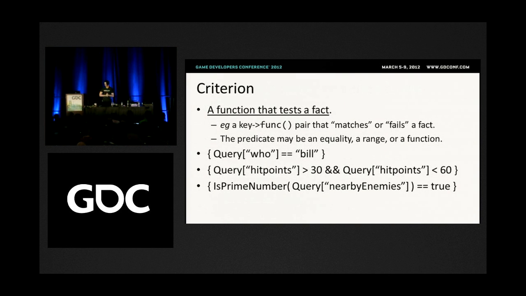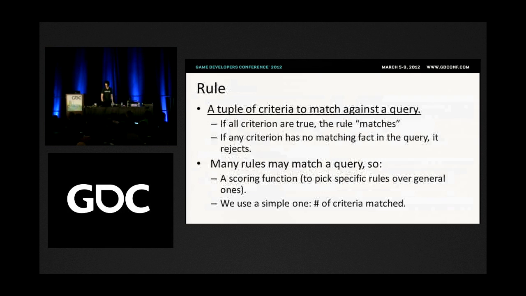To this end, we represent each of those exceptions as a criterion, which is just a function that tests a fact, like is the speaker Bill? Are hit points between 30 and 60? In computer science, it's a predicate function, but in practice, we don't really use function pointers for this kind of thing. I mean, you could, but there's not much call for it. A rule is a pile of those together. All the criteria in a rule must match for the rule to be considered a match.